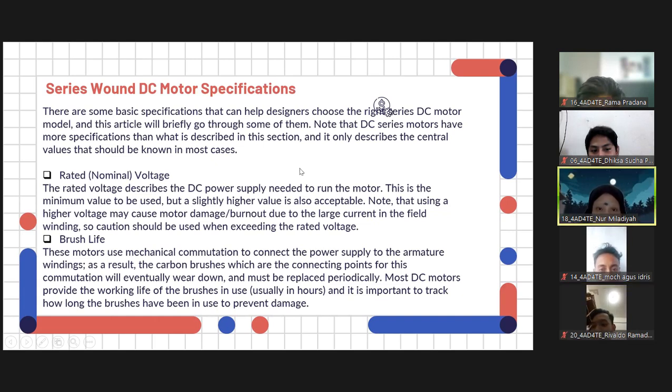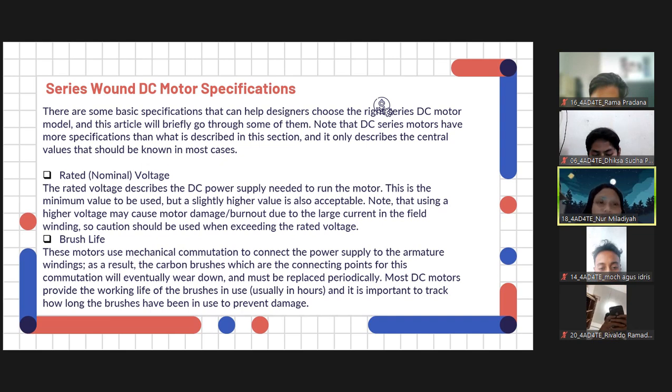Series DC motor specification. There are some basic specifications that can help designers choose the right series DC motor model. This article will briefly go through some of them. Note that DC motors have more specifications than what is described in this section, and it only describes the central values that should be known in most cases.